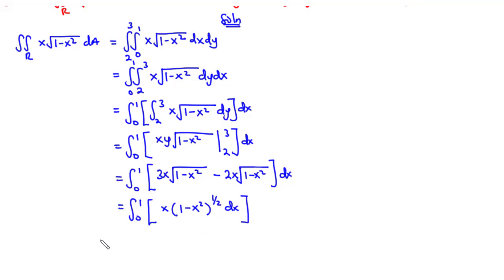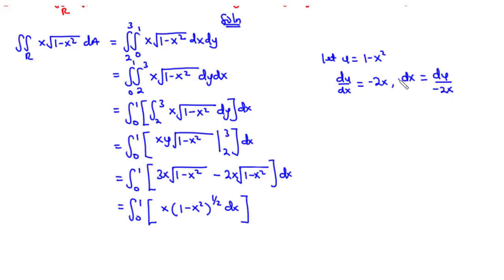So what we are going to do is let u be equal to this inside function, which is 1 minus x squared, and in that case we have du dx equal to negative 2x. Let's try to find dx. We interchange the positions of these two, and then we have dx equal to du divided by negative 2x.